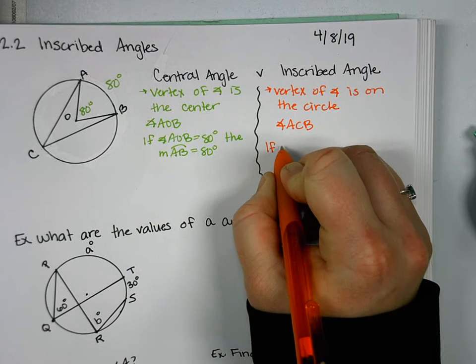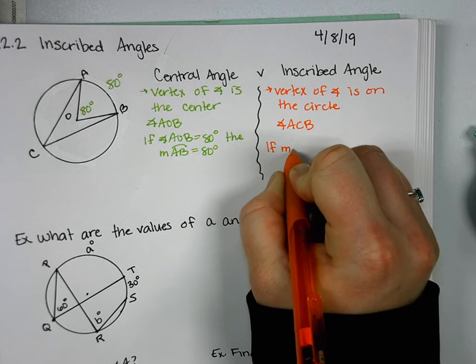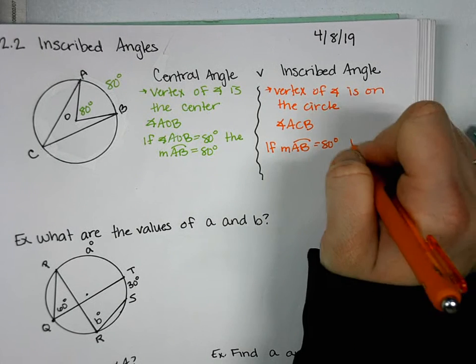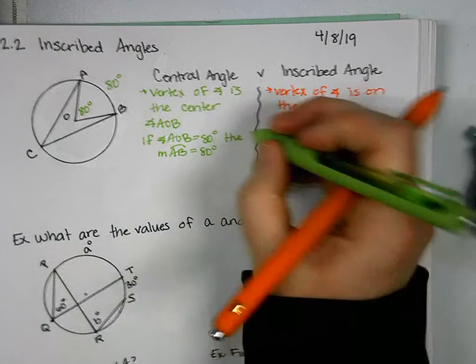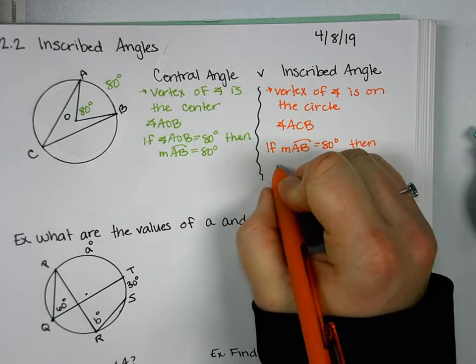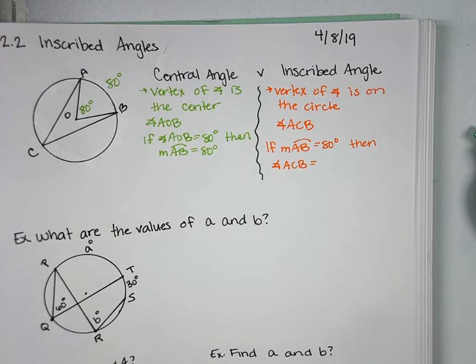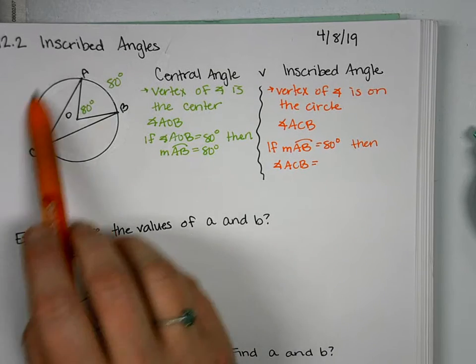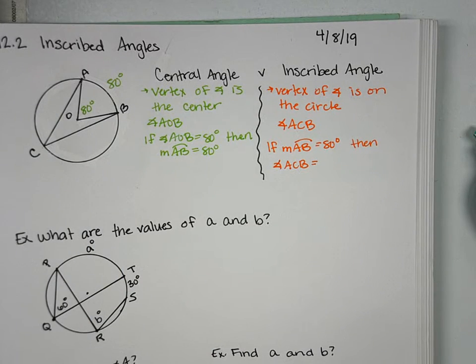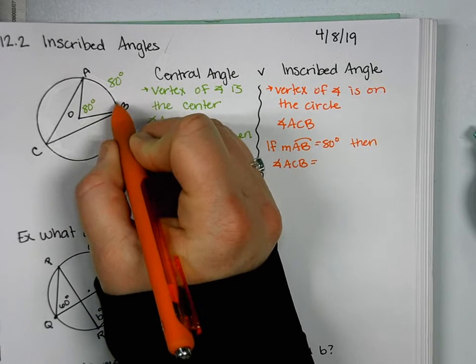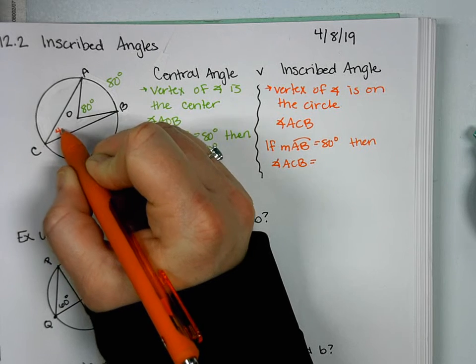Also, if the arc AB is 80 degrees, then angle ACB is what? Not 280. We're talking about the angle, not the arc. If we were talking about the arc ACB, you're right, it would be 280. But the angle for inscribed, it's half. So if the arc is 80, the angle would be 40.